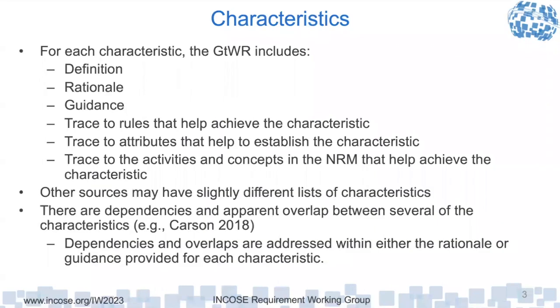And so again, there are dependencies and apparent overlap between several characteristics. We see, like, if it's ambiguous, it's also not verifiable. And so there's the overlap between those. But we found that just being able to focus on that concept has value. Define all of them. Those dependencies and overlaps we talk about in detail throughout the guide.